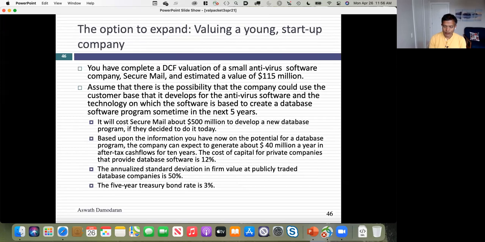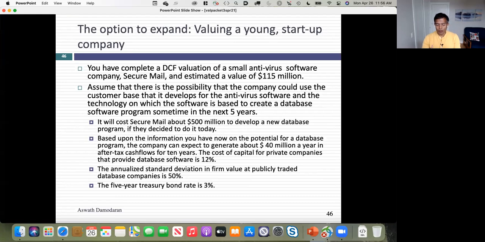I know it sounds abstract, so let me give you a very simplistic example of how this would work out. Let's assume that you're valuing a software company that produces antivirus software. So you do a traditional valuation. You project out the free cash flows. You discount back at the cost of capital. You come up with a value of 115 million. Your DCF is done.